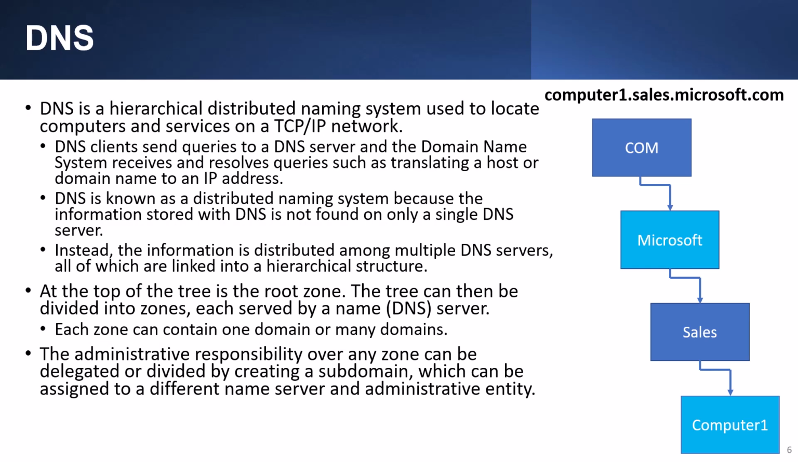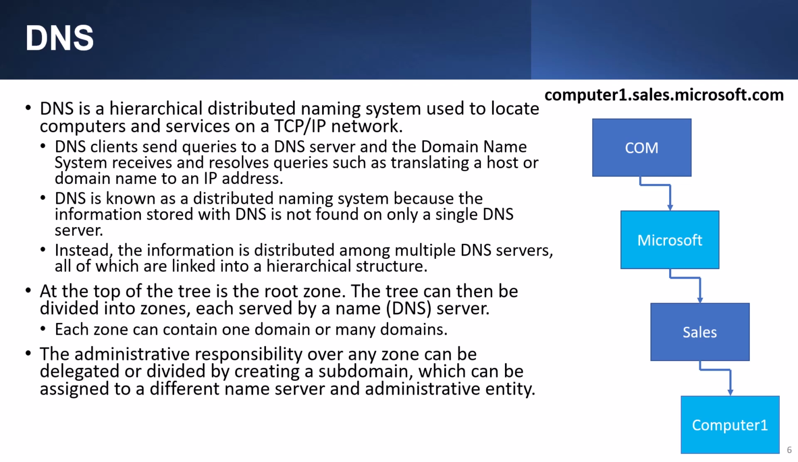DNS is a hierarchical distributed naming system used to locate computers and services on a TCP/IP network. DNS clients send queries to a DNS server, and the domain name system receives and resolves queries, such as translating a host or domain name to an IP address. DNS is known as a distributed naming system because the information stored with DNS is not found on only a single DNS server. Instead, the information is distributed among multiple DNS servers, all of which are linked into the hierarchy structure. At the top of the tree is the root zone.